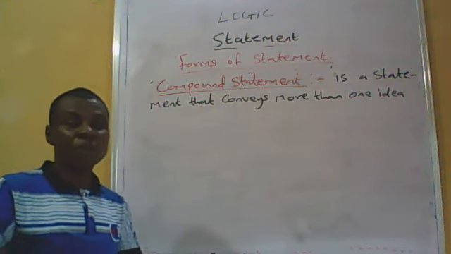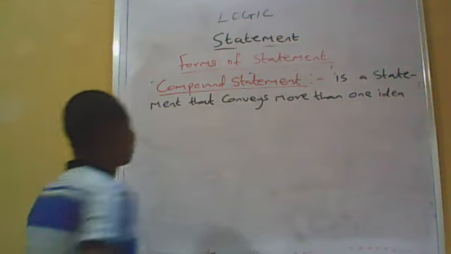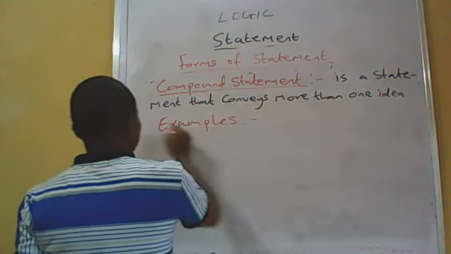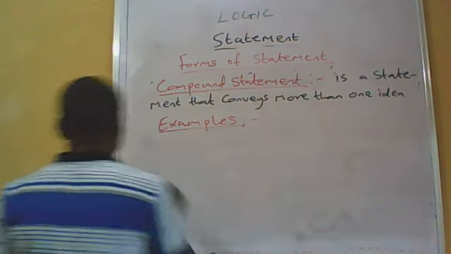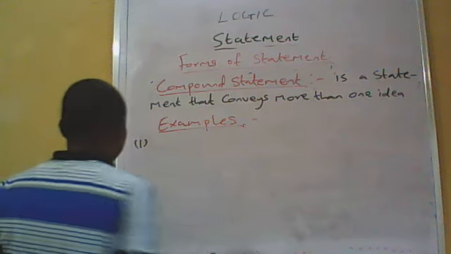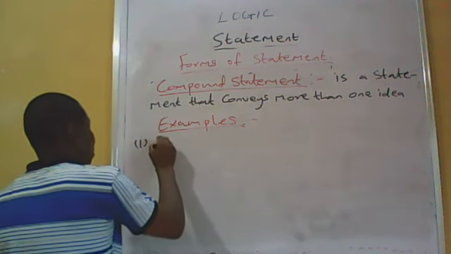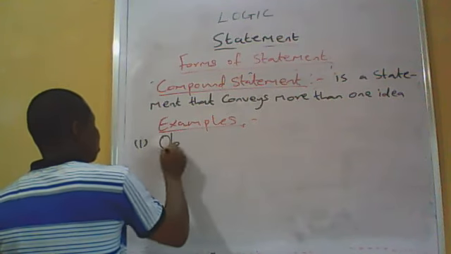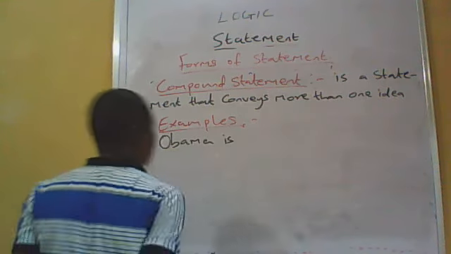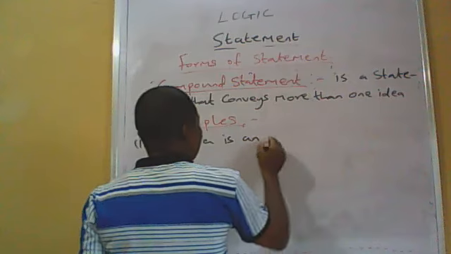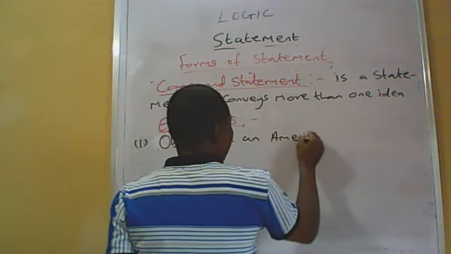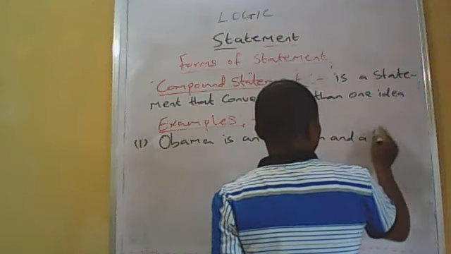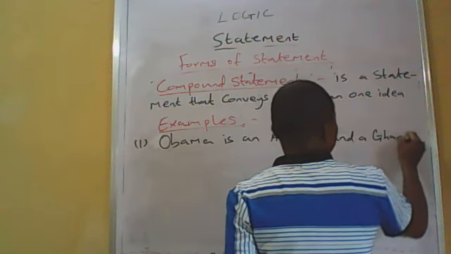Let's give examples of compound statements. Examples. One, we say Obama is an American and a Ghanaian.